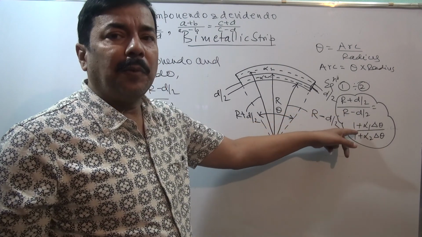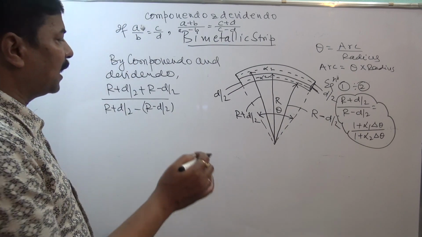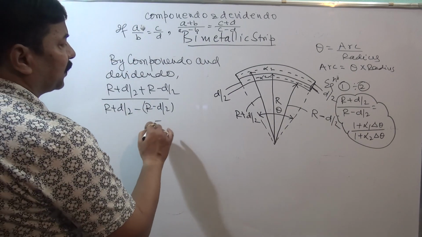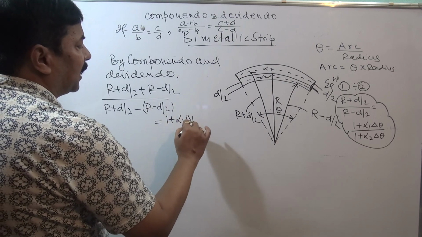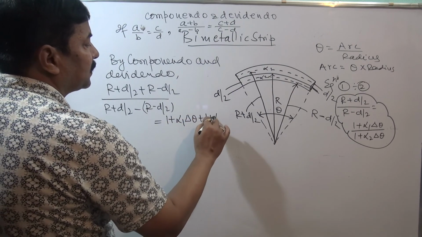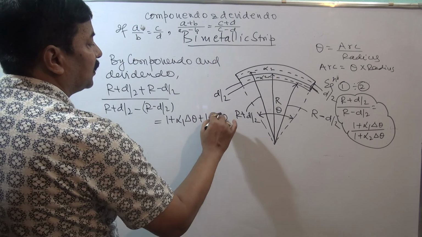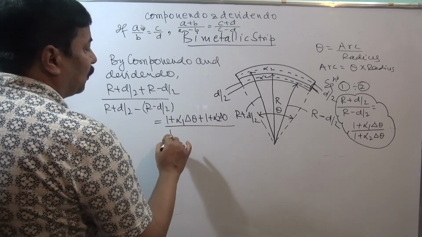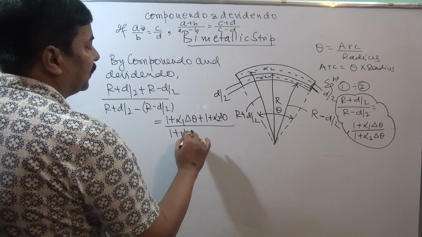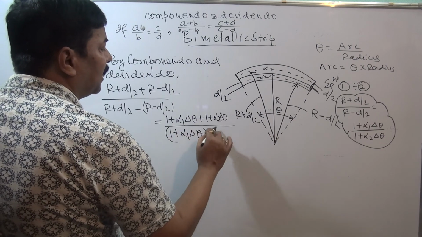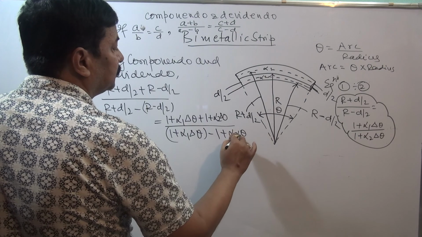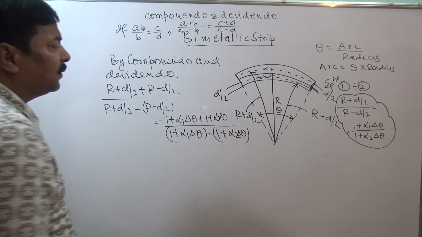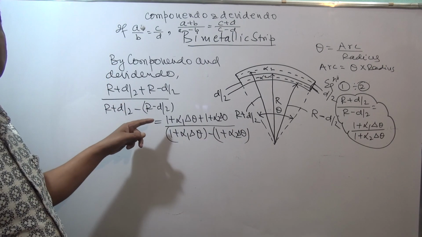Similarly, we will apply componendo dividendo on the second side, in the RHS. What will be the result? The result will be 1 plus alpha 1 delta theta plus 1 plus alpha 2 delta theta by 1 plus alpha 1 delta theta minus 1 plus alpha 2 delta theta. This is after componendo dividendo.